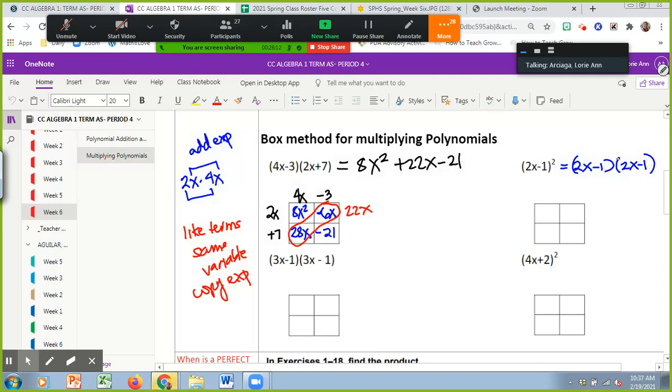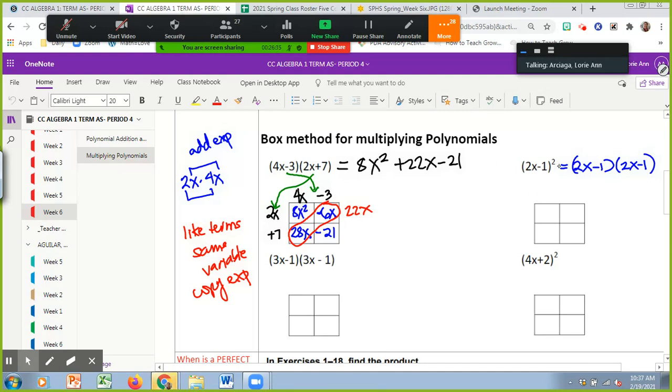Oh, wait, no, I get it. I don't get the plus 7. Oh, the plus 7 is, you see, these ones just come from here. You just write them on the side. The 4x minus 3, they go on top. And it doesn't matter whether you flip them around. Uh-huh.